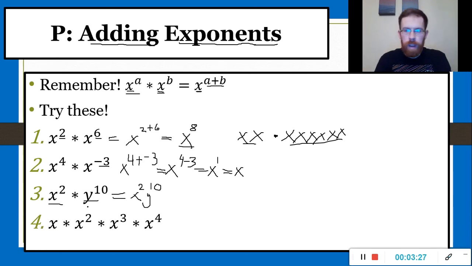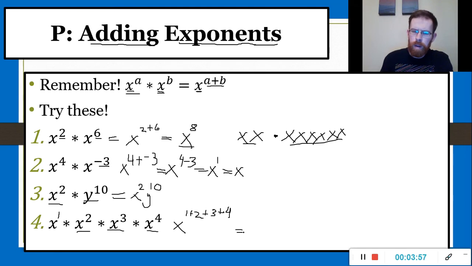Alright, now, with this one, a little bit more complicated. It looks like I have more than one thing that I'm multiplying, but it still applies the same. X squared, x cubed, x to the 4th, and x to the 1st. Remember, if you don't see an exponent, assume the exponent is 1. So I have x to the 1 plus 2 plus 3 plus 4. Now 1 plus 2 plus 3 plus 4 is, I believe, 7, 9, 10. I have x to the 10th.